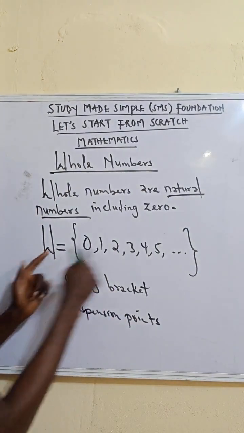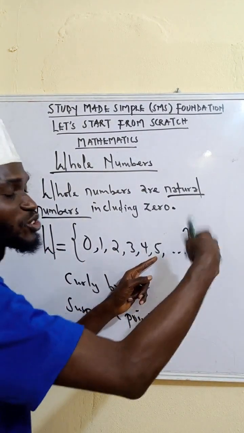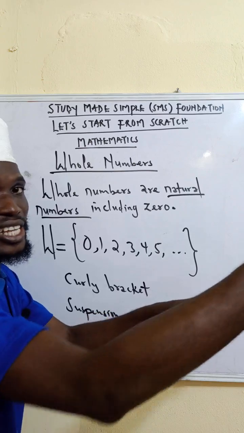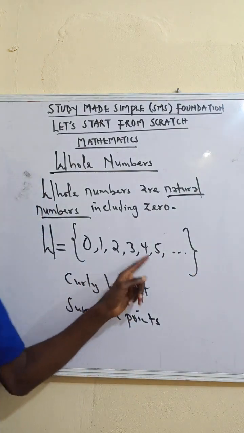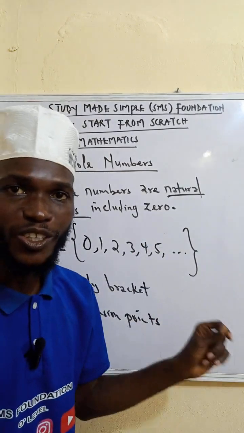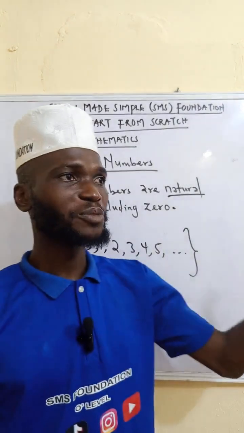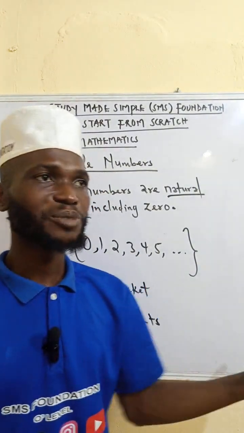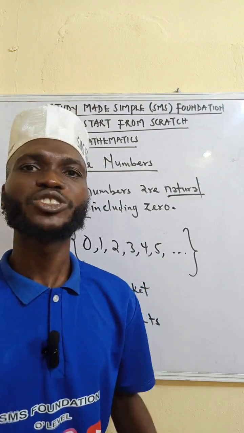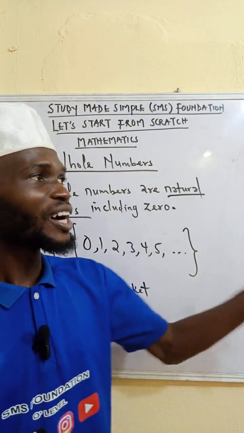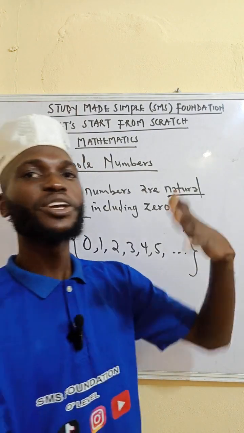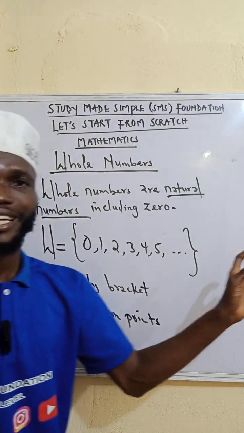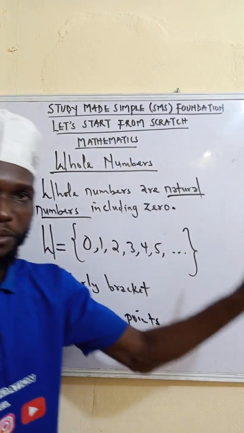That is, the set does not end at 5. It continues 6, 7, 8, 9, 10. So far, the number must be a whole number. No attachment. It must not have point something. It must not even be negative. It must not have point anything. It must not be a fraction. So that's what we call whole numbers.